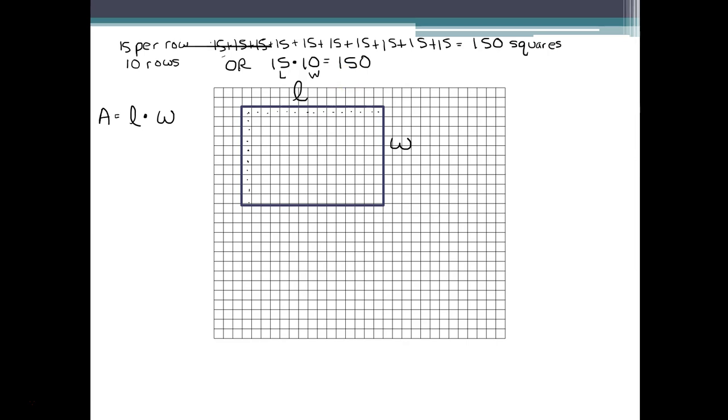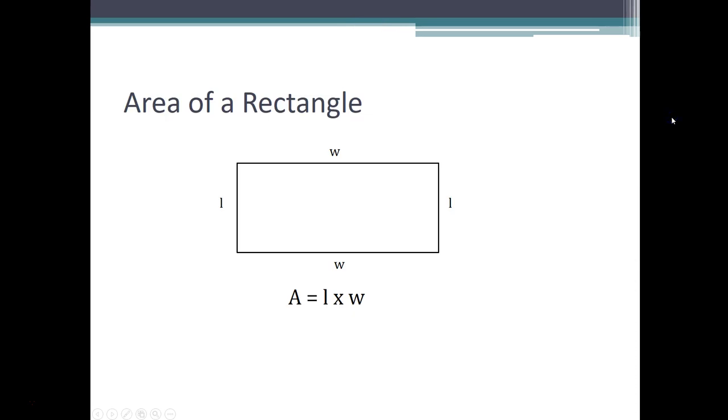You can do that for any rectangle, as shown in this slide. I'm going to use that for reference. If you want a formula for a rectangle, it's length times width. That'll tell you how many squares are inside that rectangle.